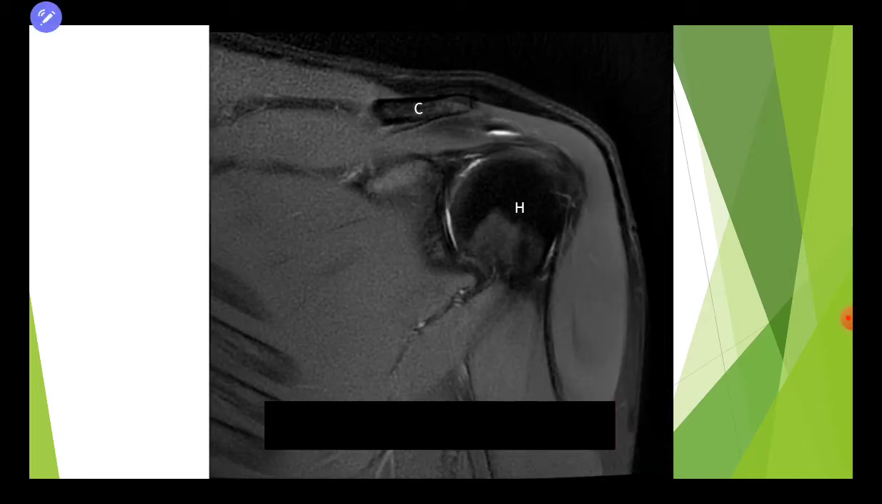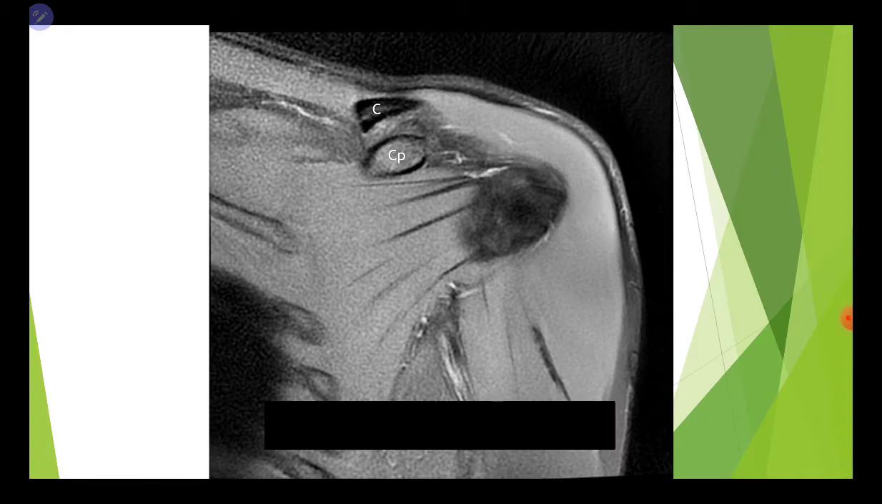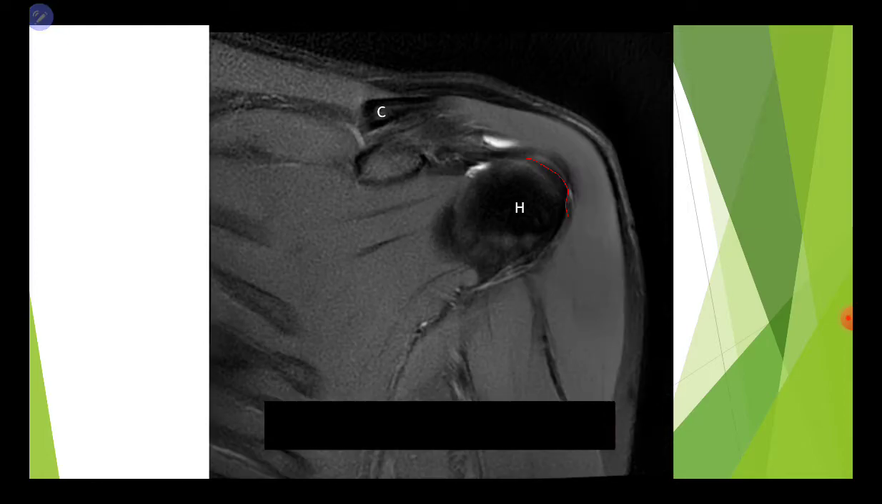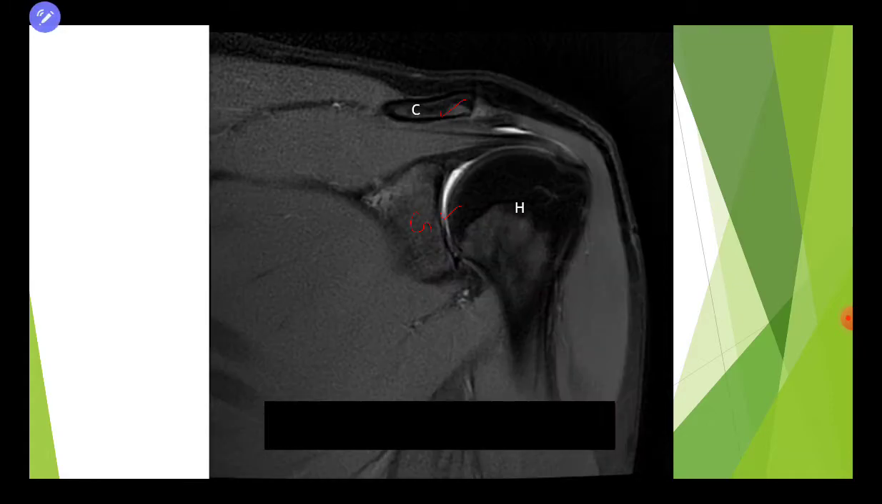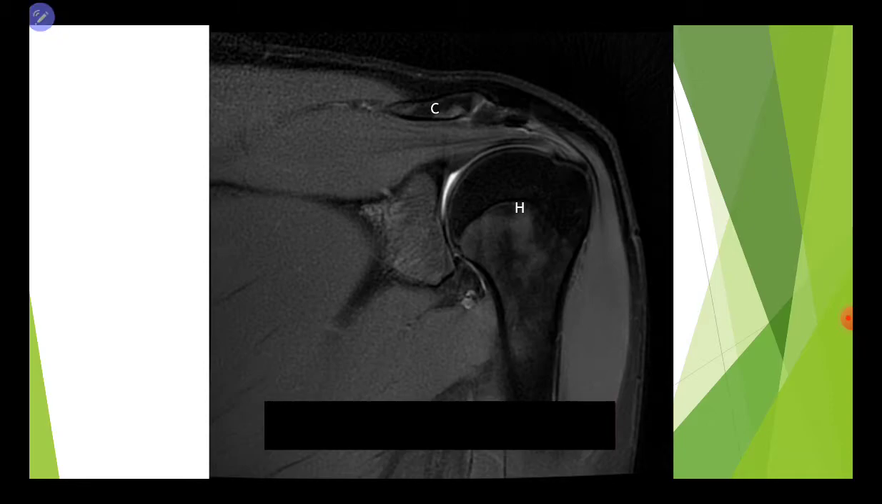And here we can see the biceps tendon which goes through the bicipital sulcus, and as I have already said, it lies between the lesser and greater tuberosity. So anteriorly we have the lesser tuberosity, and slightly posteriorly we have the greater tuberosity. So this was the coronal anatomy.